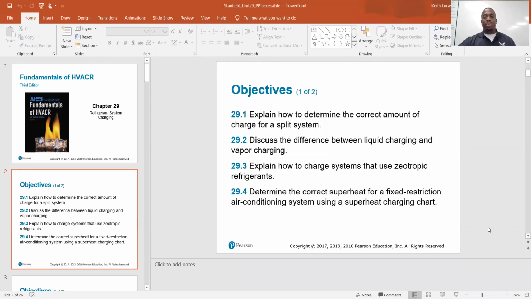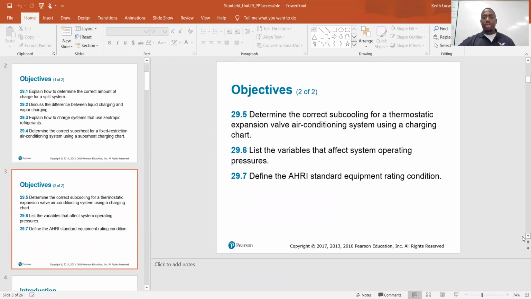So the objectives are: explain how to determine the correct amount of charge for a split system, discuss the difference between liquid charging and vapor charging, explain how to charge systems that use zeotropic refrigerants, determine the correct superheat for a fixed restriction air conditioning system using the superheat charging chart, determine the correct subcooling for a thermostatic expansion valve air conditioning system using a charging chart, list the variables that affect the system operating pressures, and define the AHRI standard equipment rating condition.